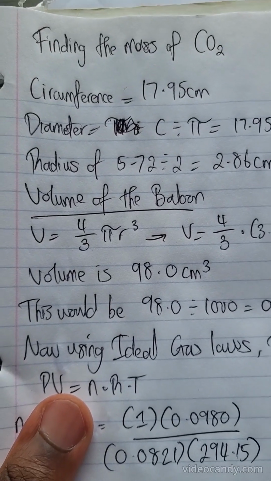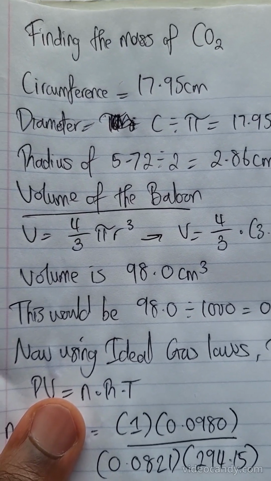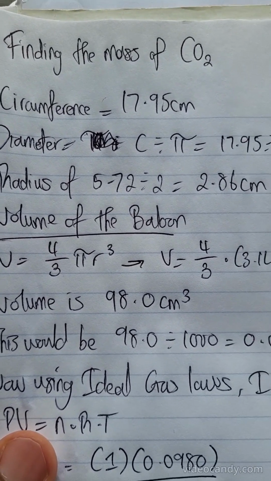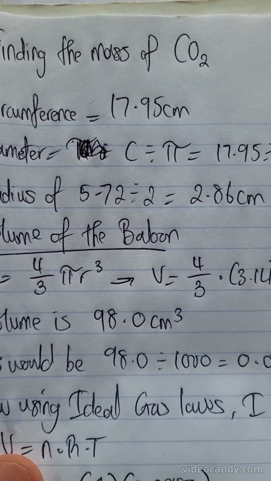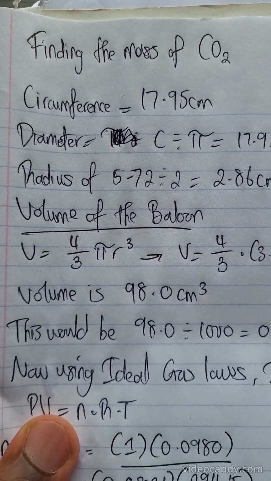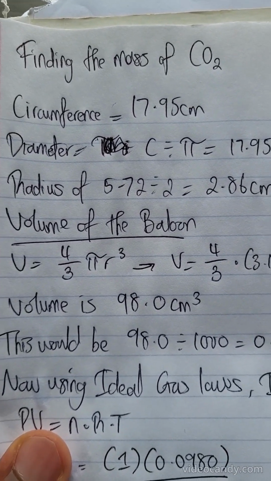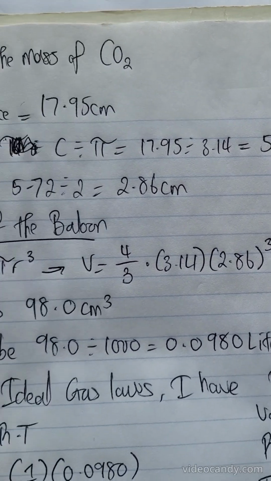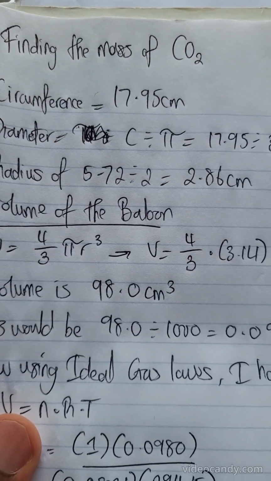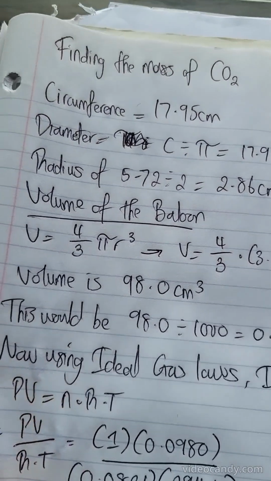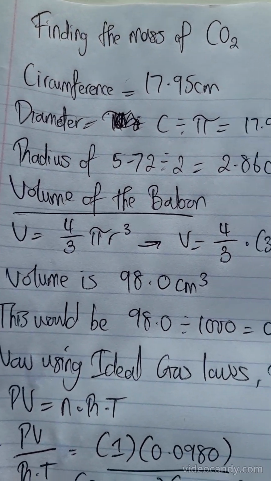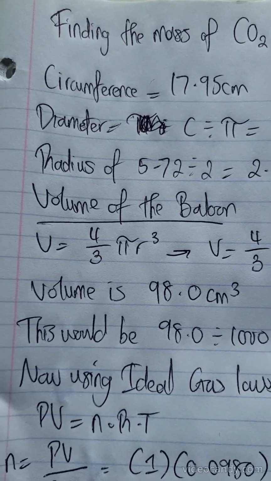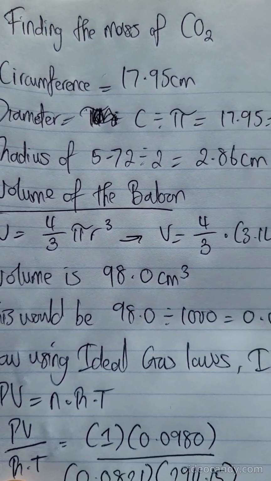Okay, so this is the calculation for finding the mass of the CO2 released. As you can see, I got a circumference of approximately 17.95 centimeters. Then I found the diameter, which was the circumference divided by pi, which gave me 5.72. I then used that to find the radius of 2.86. And then I found the volume of the balloon, which is a sphere, so I used V equals 4/3 pi radius cubed.